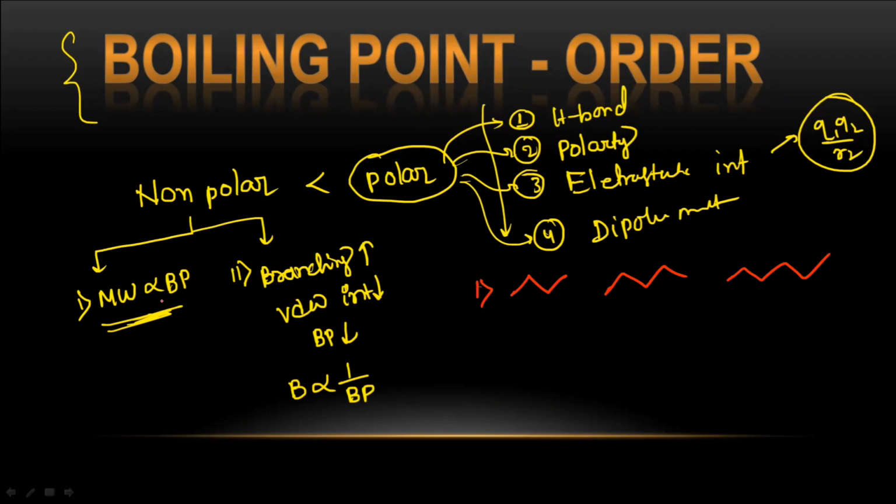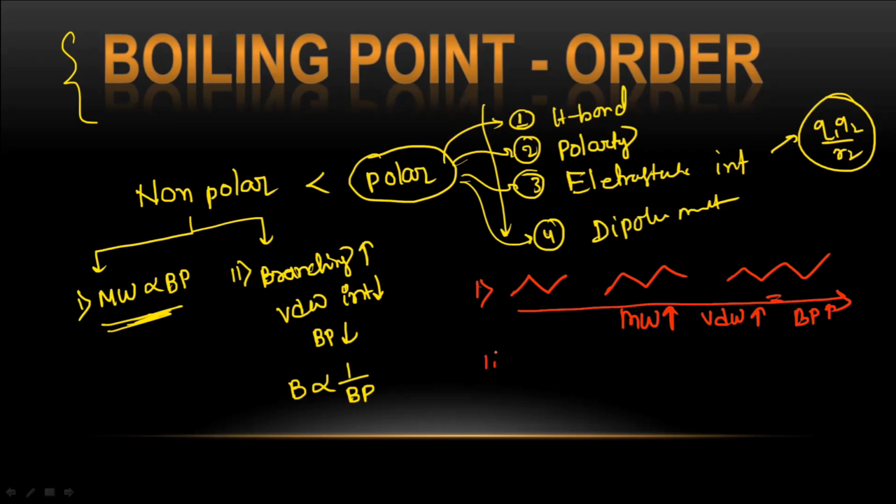So first we have to check molecular weight. We know there are 4 carbons, 5 carbons, 6 carbons. So obviously the molecular weight here will be higher. So definitely from this direction to this direction, molecular weight is increasing, and that means van der Waals interaction is increasing, and that's why the boiling point is increasing.